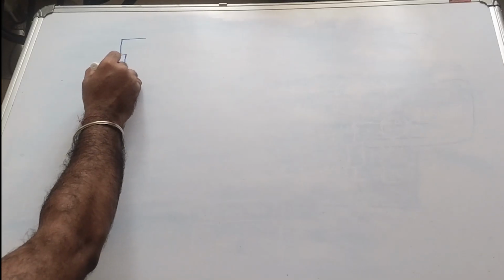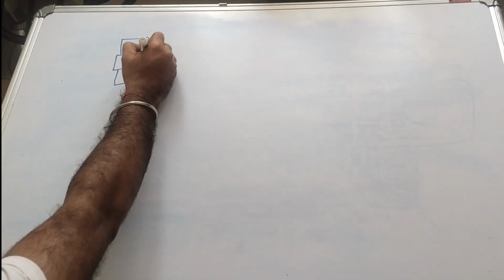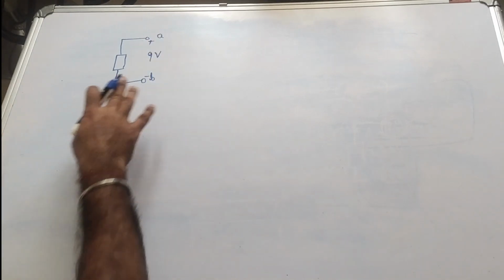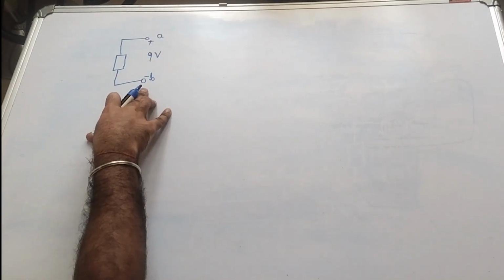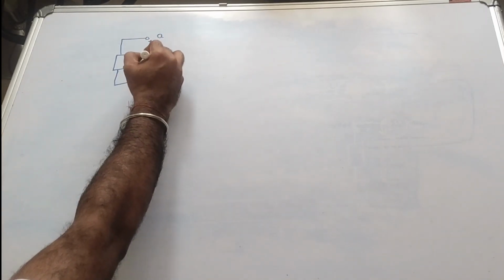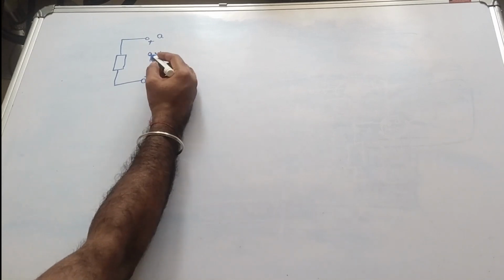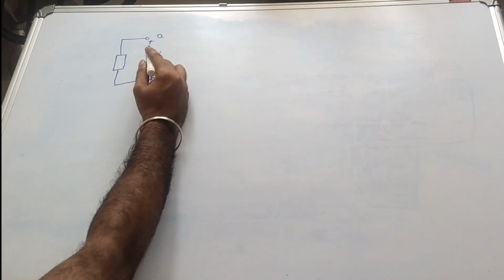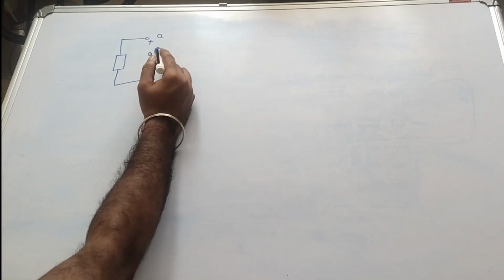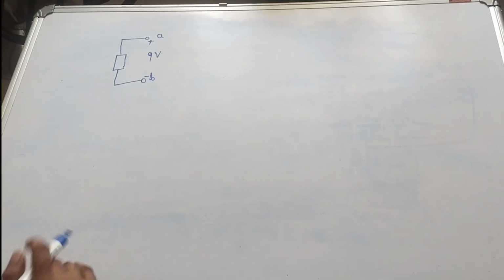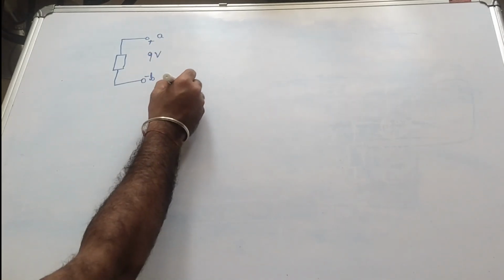Let's take another example. Plus, minus, A and B. There are two terminals A and B, and there is a voltage of 9 volt. This can be defined like this: point A is at 9 volt higher than point B, or the potential at point A with respect to point B is 9 volt.